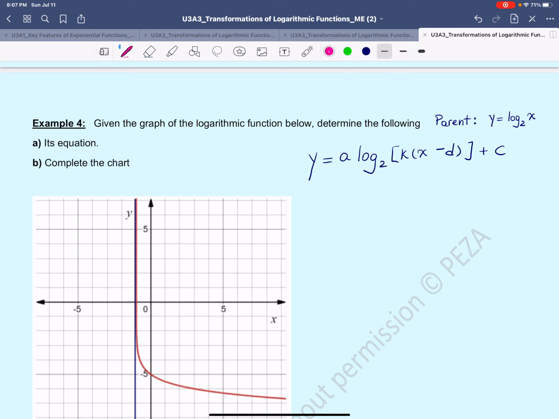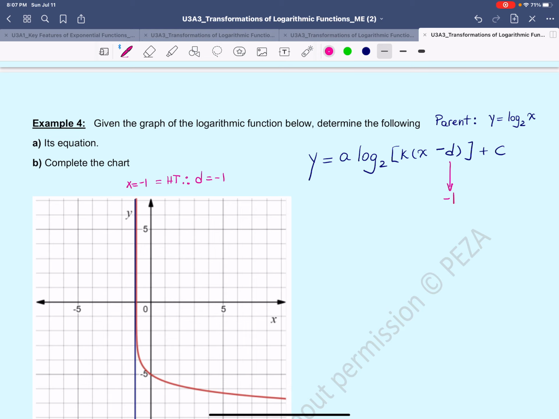I always like to start from the vertical asymptote. I know that the vertical asymptote in the parent function will be at x equals 0. In this case, the vertical asymptote is at x equals negative 1. The vertical asymptote has moved 1 unit to the left. That tells me that the horizontal translation will be 1 to the left, and that tells me again that the coefficient d must be negative 1. So I'll write down this here.